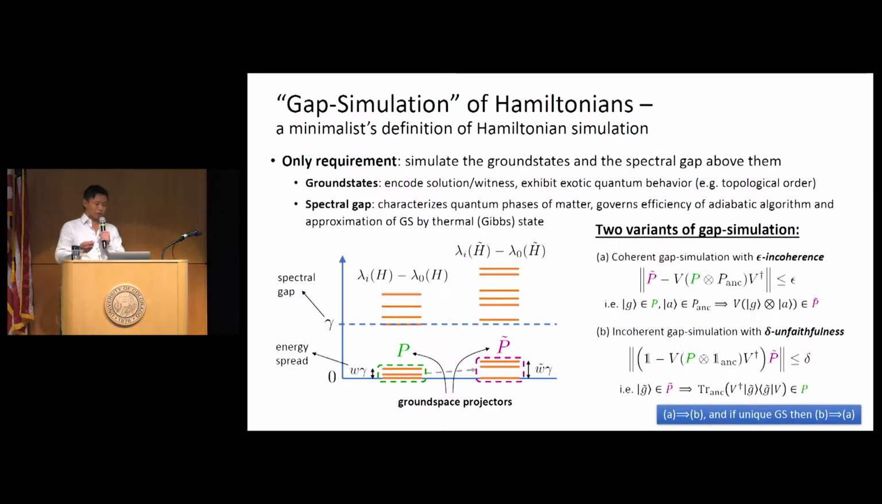Now, the first one definitely implies the second one, and it's probably considered more correct because you transport all the quantum properties to the new Hamiltonian. We also show that when the ground state is unique, the two definitions are basically the same.